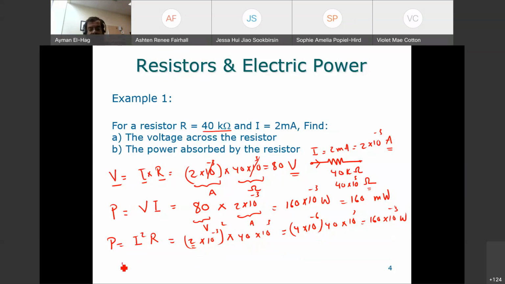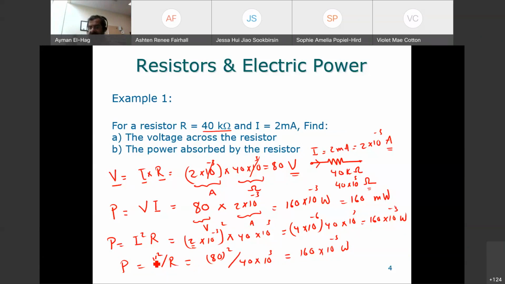Finally, also P is equal to V squared divided by R. And here your voltage V is 80 squared divided by your R, which is 40 times 10 to power 3. And again, when you do this, this is equal to 160 times 10 to minus 3 watts. So any formula will give you the right amount of power.